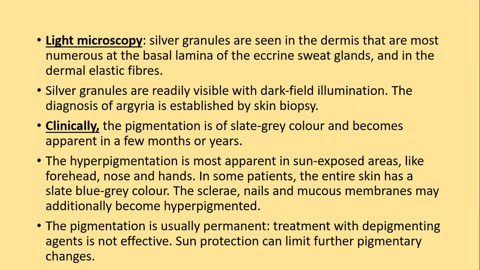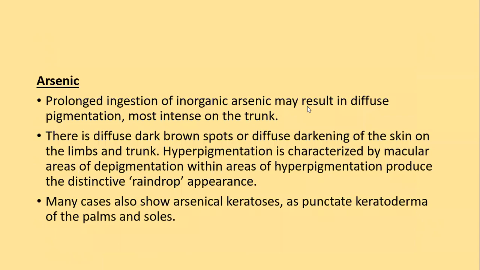Clinically, the pigment is of slate gray color and becomes apparent in a few months or years. This hyperpigmentation is most apparent in sun-exposed areas like the forehead, nose, and hands. In some patients, the entire skin becomes slate blue colored. Sclera, nails, and mucous membranes may additionally become hyperpigmented. Pigmentation is usually permanent, and treatment with depigmenting agents is not effective. Sun protection can limit further pigmentary change. You can see this normal individual turned into argyria with slate gray pigmentation throughout the face and the body.